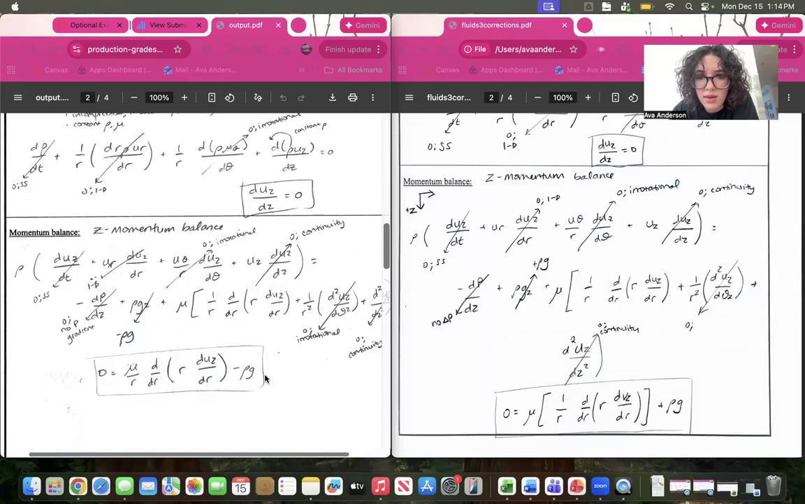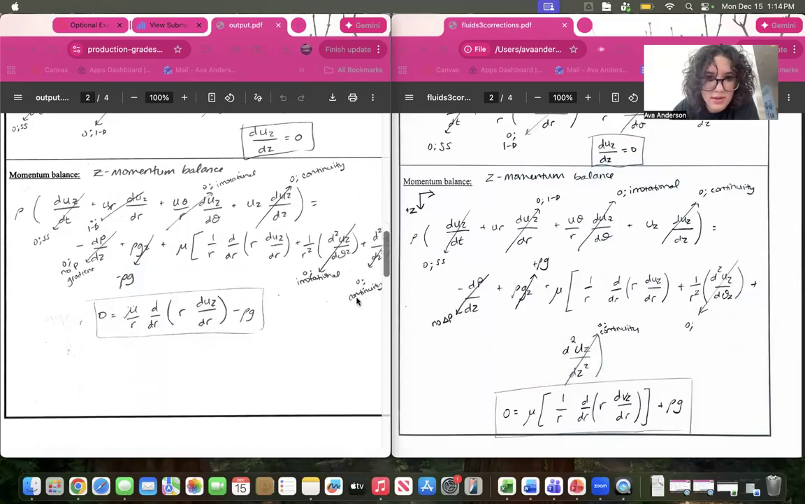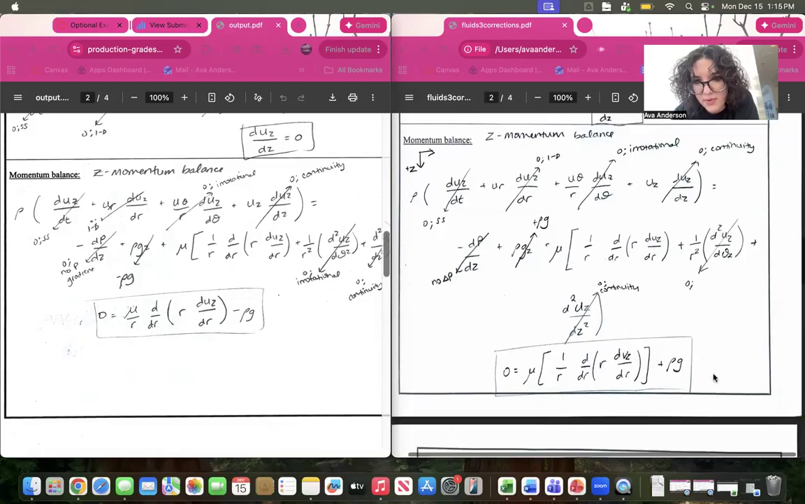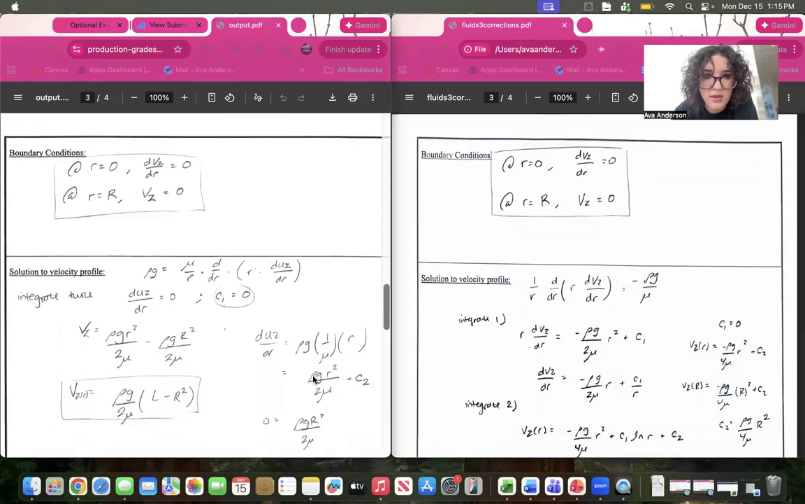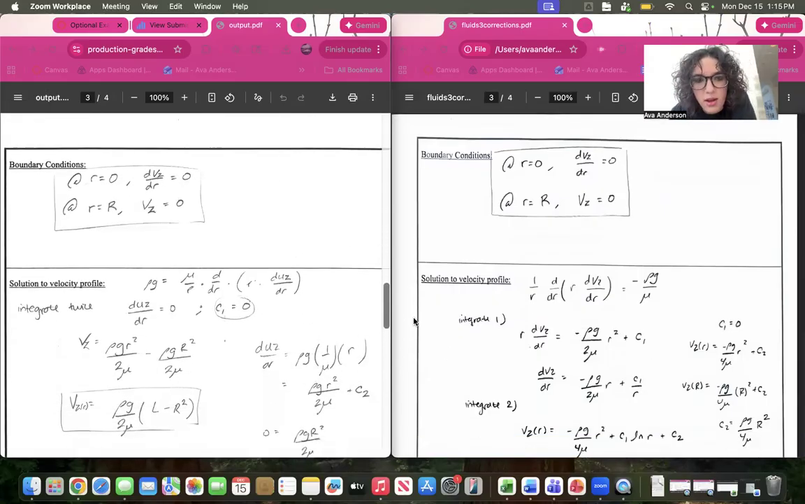And for here, we use the z momentum balance, and I almost did the exact same thing on both sides. I wasn't paying attention the first time around. Since the pipe is vertical and the fluid flows in the same direction as I defined my axes, this rho g needs to be positive because gravity is going in the same direction as the fluid flow. So this is right. For boundary conditions, it's the same thing: at little r equals zero, dvz over dr equals zero, and at little r equals big R, vz equals zero.